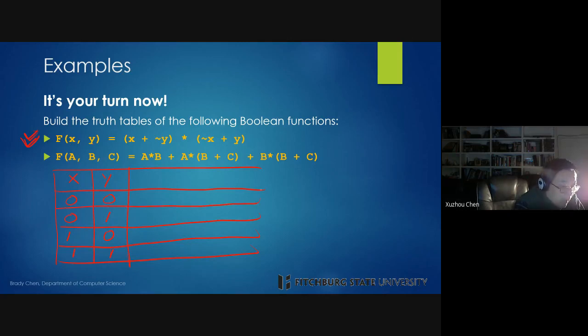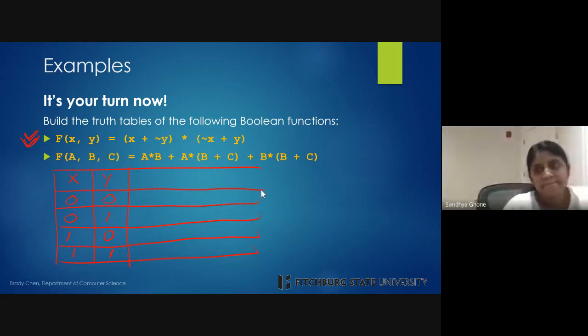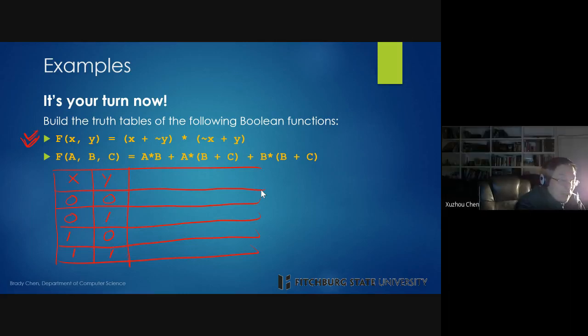So I want you to spend time and build this table and just tell me what's the final result for these. I gave you like 4 or 5 minutes, so just do it. So that's the final result.